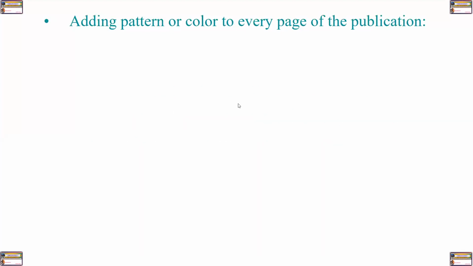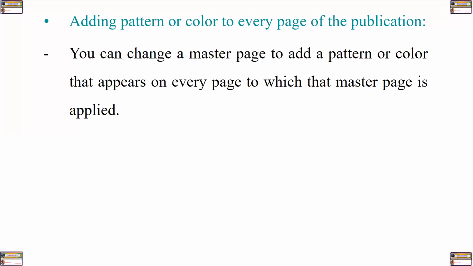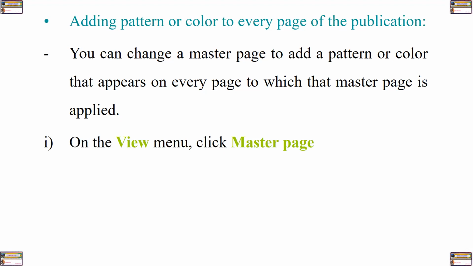Remember, we have already applied the color across the entire publication through the master pages. So how have we done it? We have just clicked on the master page and applied our background. So you can change a master page to add a pattern or color that appears on every page to which the master page is applied, just as we have done.